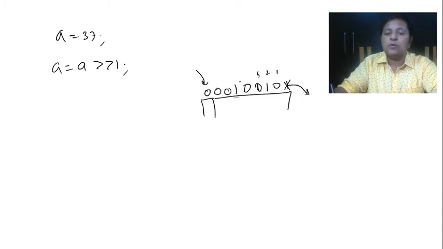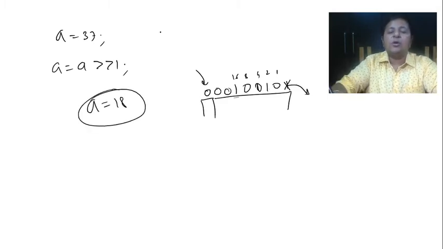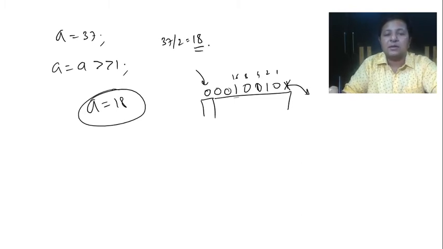1, 2, 4, 8, 16. 16 plus 2, 18. Okay, that's it. So what's the value of A? 18. And you remember the integer division. What is 37 divided by 2? 18. Integer division I said. Okay, let's try one more time.